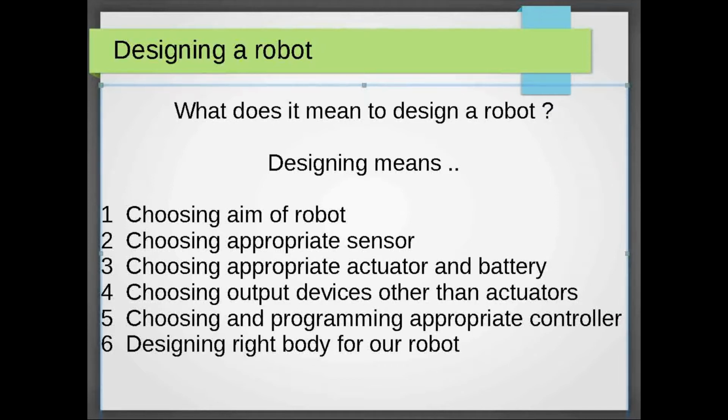Designing means choosing the aim of the robot, choosing an appropriate sensor, choosing an appropriate battery, choosing output devices other than actuators, choosing and programming an appropriate controller, and choosing the right body for our robot. These are the 6 steps that we do during designing a robot, and they should be done in the same order.